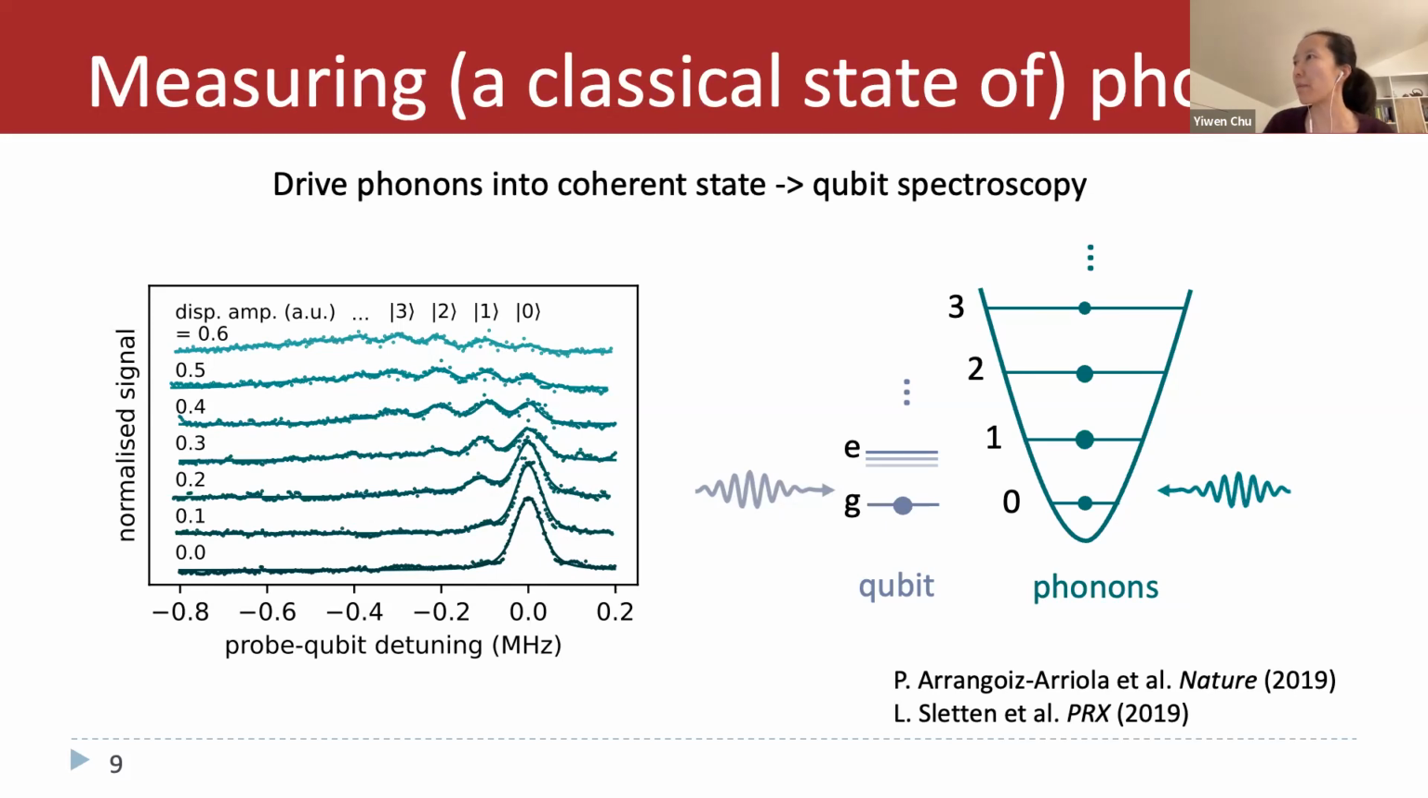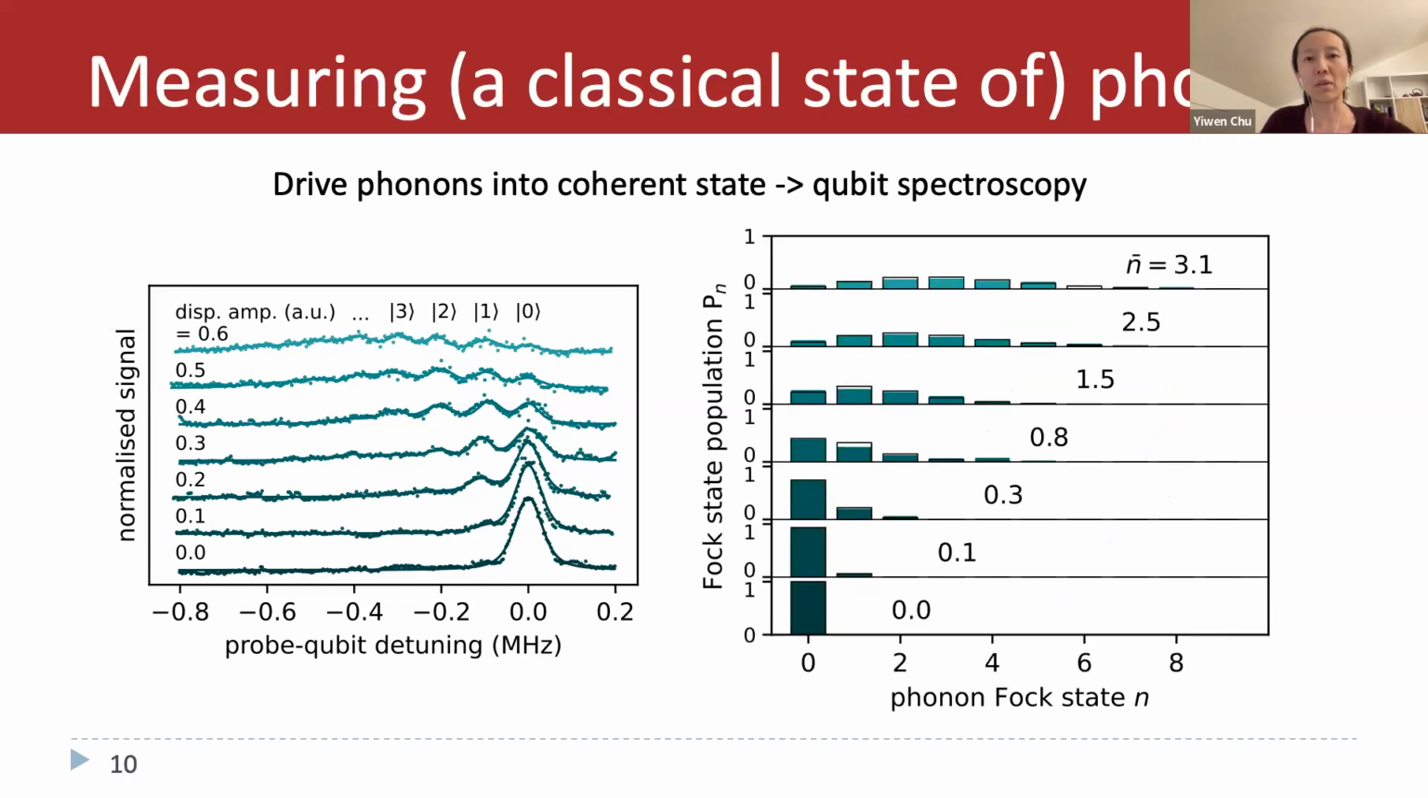All right, we don't have to stop there. This is a classical state of mechanics. I also wanted to mention that, of course, from this you can extract the distribution of populations, and we see that this fits very well to a Poisson distribution, which is what you would expect for a coherent state.